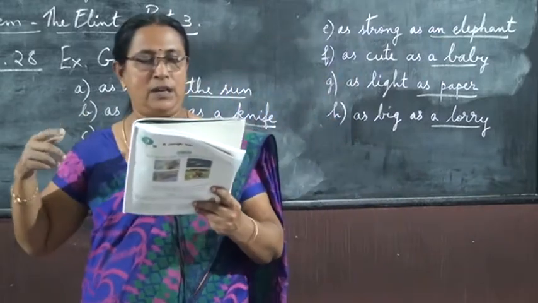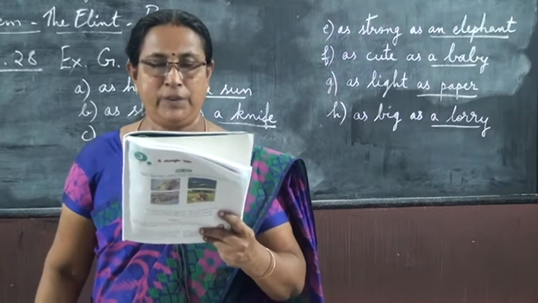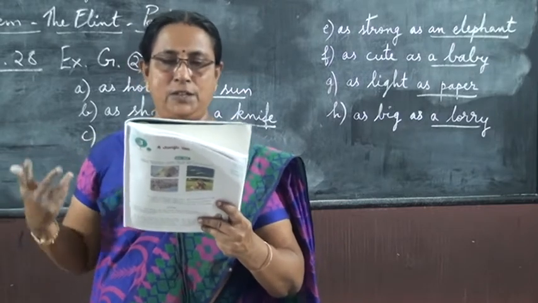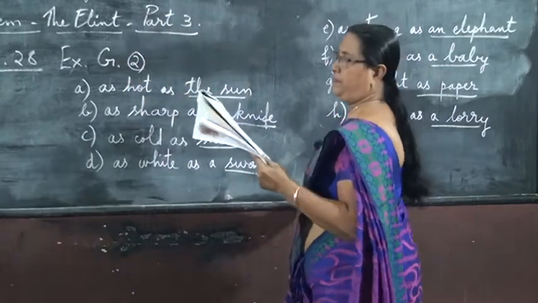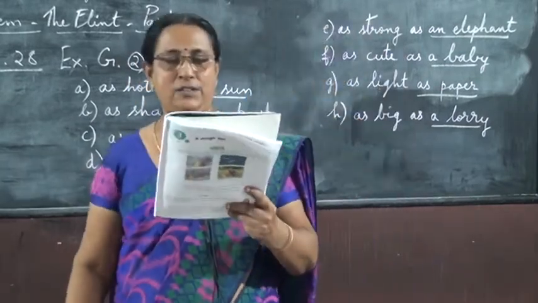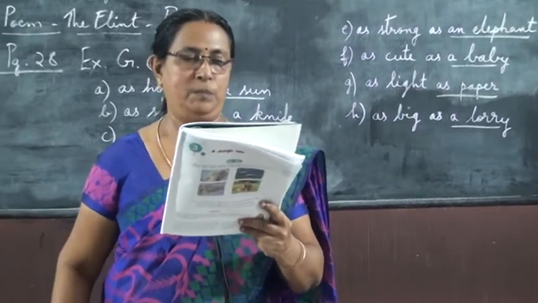And the last one, as big as an elephant. Elephant is a very big animal. So what can you compare to that size of the elephant? You can use as big as a lorry. So you can note that and study it also, and you can form your own similes also.